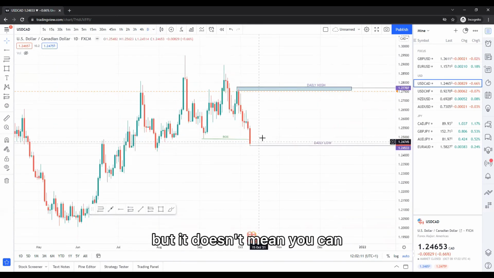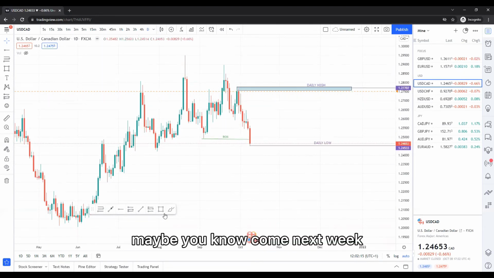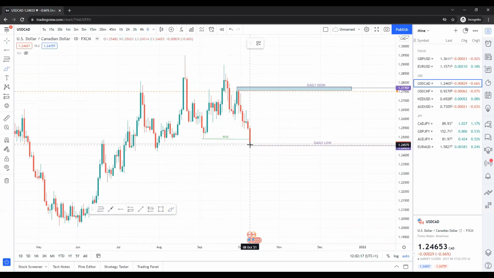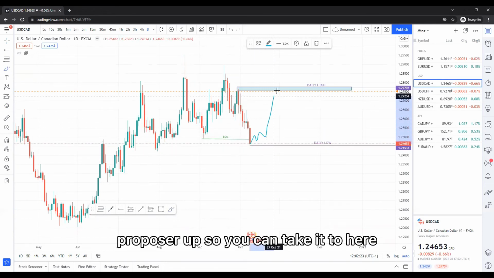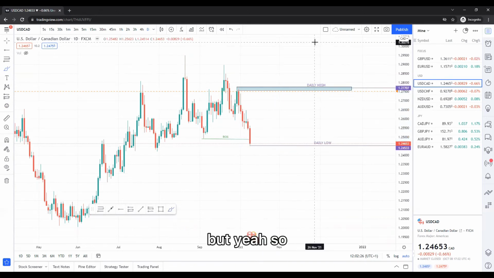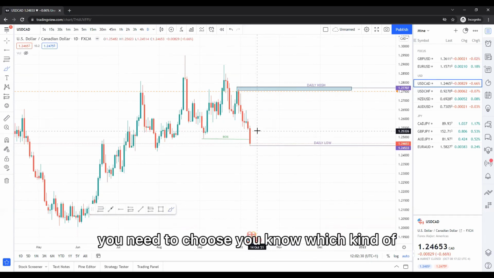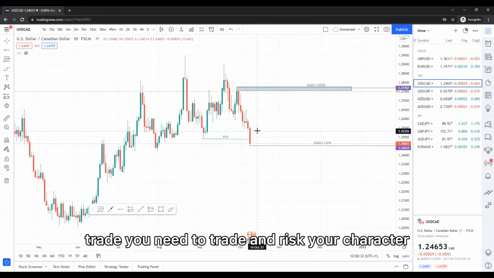But it doesn't mean you cannot take the counter trend here. It may happen maybe next week. You will get some 1 hour break of structure up, so you can take it to here. This is a huge move as well. But yeah, you define. You need to choose which kind of trade to take and risk your capital.